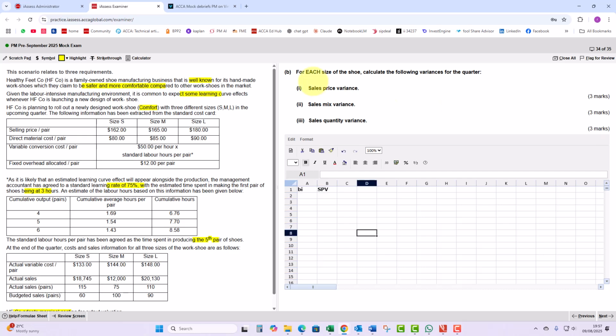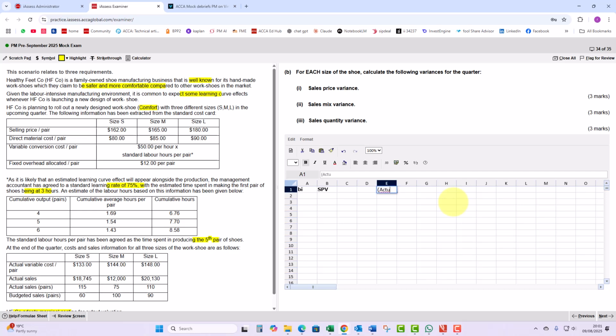So part B1, we need to calculate the sales price variance. The sales price variance and the sales volume variance make up the total sales variance, and the sales volume variance can be split into mix and quantity variances. And the sales price variance compares the actual price that we charged compared to the standard price for the actual quantity. So there are 2 ways to do it.